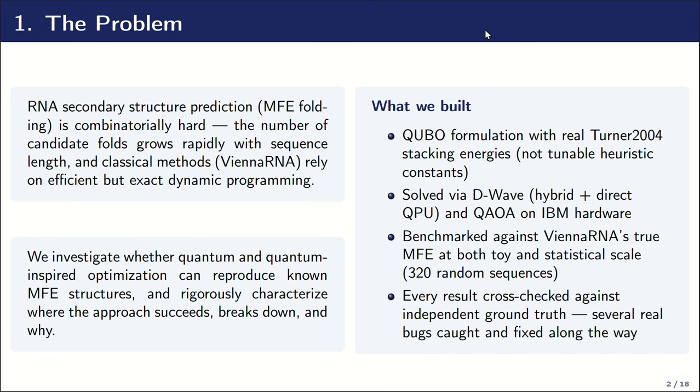I built a QUBO formulation using real Turner 2004 thermodynamic energies, not made up reward constants. I solved it on D-Wave using both the hybrid solver and direct QPU annealing, and via QAOA on real IBM hardware. I benchmarked everything against ViennaRNA's real MFE output at both small handpicked scale and a proper statistical scale, like 320 random sequences. And every single result was cross-checked against independent ground truth. That last part caught several real bugs, which I'll get into.